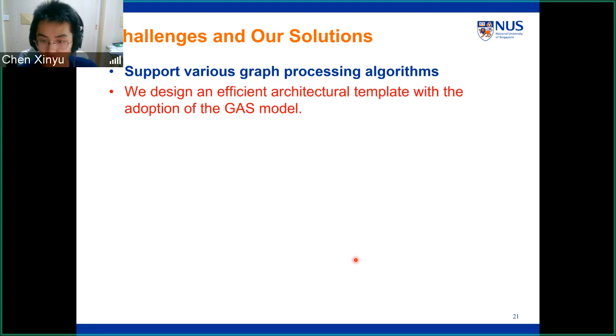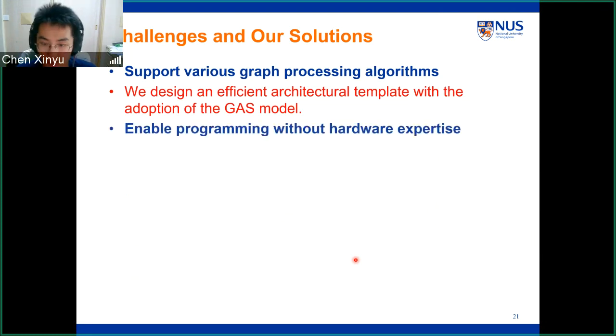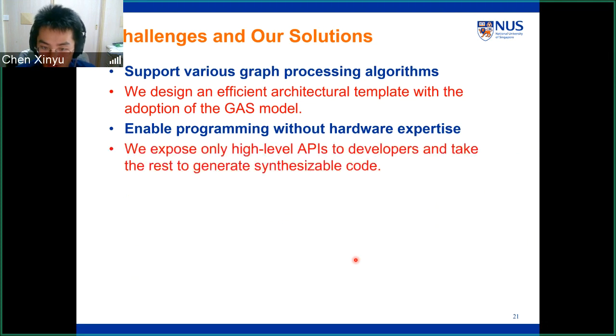which can adopt different algorithms. Secondly, we need to enable programming without hardware expertise because many users will not be familiar with hardware. So to solve this, we try to expose only high-level APIs to developers. And importantly, our system takes the rest to generate synthesizable code for developers.